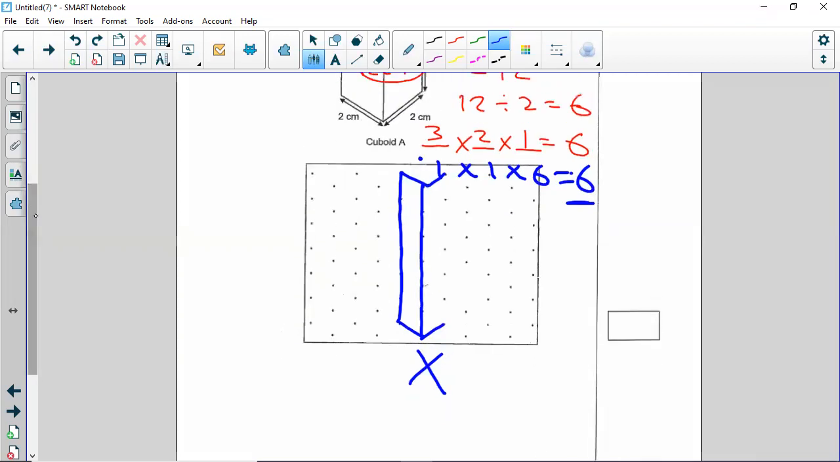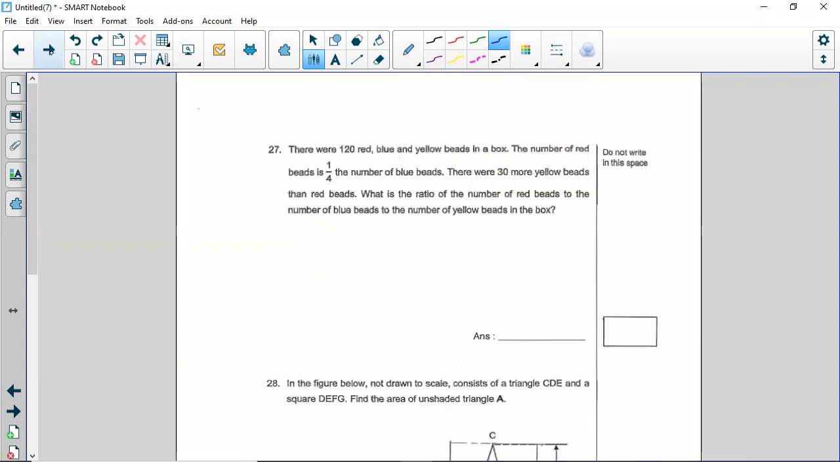Okay, so let's go to the next one. Question number 27. What's the method here? As the question gets wordy and harder, you need to think of your methods. You really have to think about your methods.